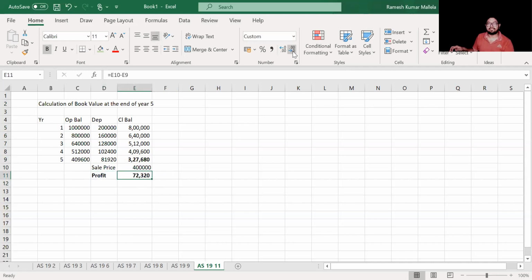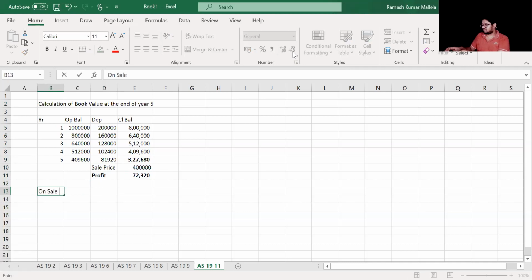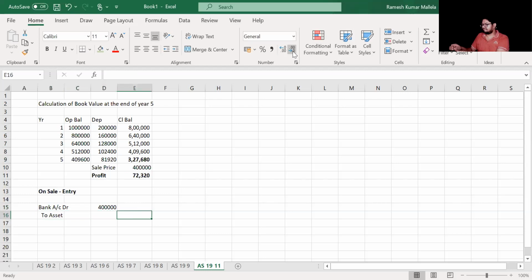Am I allowed to recognize this fully in the current year? No, I'm supposed to defer it. So the first entry on sale is going to be: bank account debit, value is 4 lakhs, to asset, which is the book value. Okay. To deferred lease reserve, which is the profit. Okay. So this is the first entry which you are supposed to write.